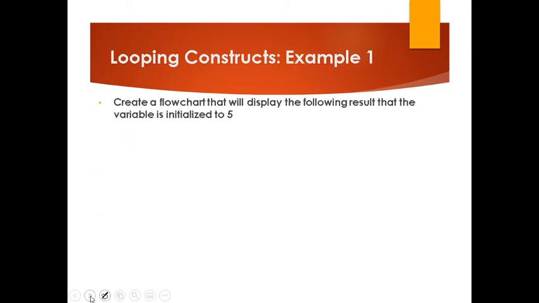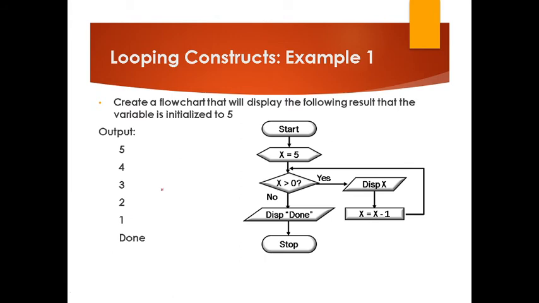Let's have an example. Create a flowchart that will display the following result, where the variable is initialized to 5. This should be the output: 5 to done. So, muna siya ang flowchart na to. So, we already initialized 5. Then, x is equivalent to 5, right?